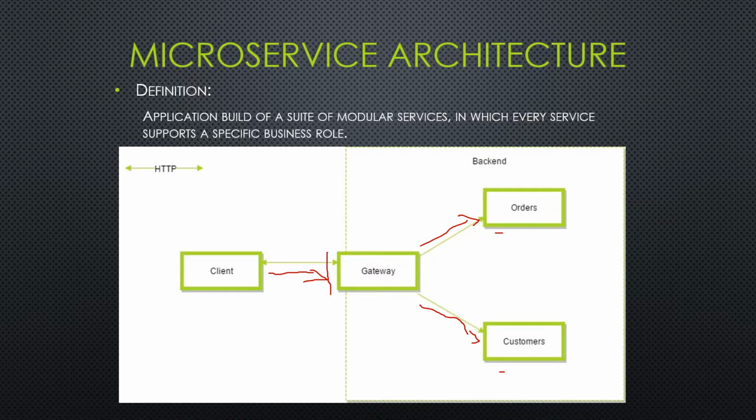This communication process, or intercommunication process, is named point-to-point. This design implies that gateway knows exactly where orders is, and also where customers is. In the next slide, I would like to talk about a different intercommunication process, called event-driven. So now gateway, orders, and customers are all going to communicate with one another through events.